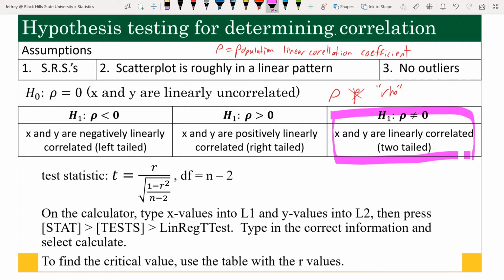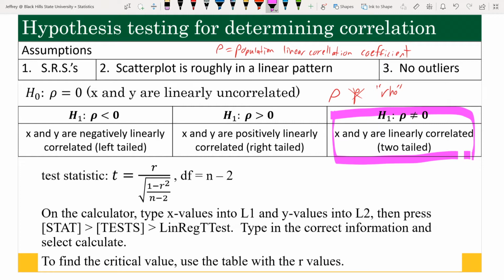Part of this is due to the table that we use. The table that we use has to assume that these are two-tailed. And the other reason I believe is just to try and keep this a little bit easier to understand. However, you could change the settings if you were to try and test and see if it is in fact a positive or a negative linear correlation.